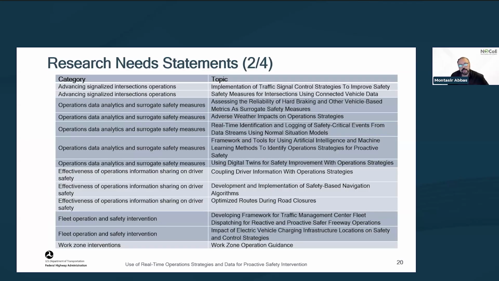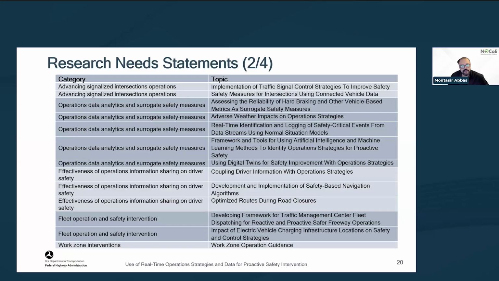And so on the left, you have the category, one of the 5 that I just mentioned. And then on the right, you see the different ideas, 13 in total. Implementation of traffic signal control strategies to improve safety, safety measure for intersection using connected vehicle data, and so on. You see that the operation data analytics and surrogate safety measure is the one that had 5 ideas. So it was the one with more ideas and more opportunities for research advancement.